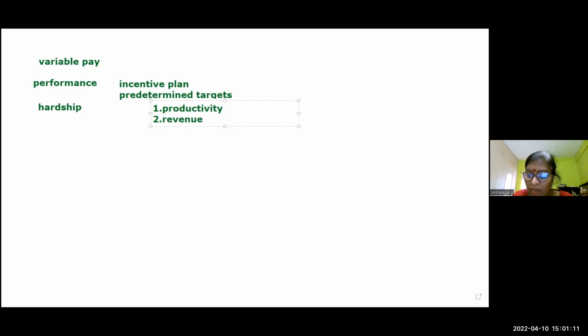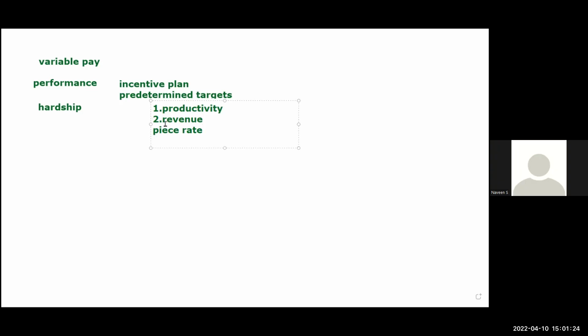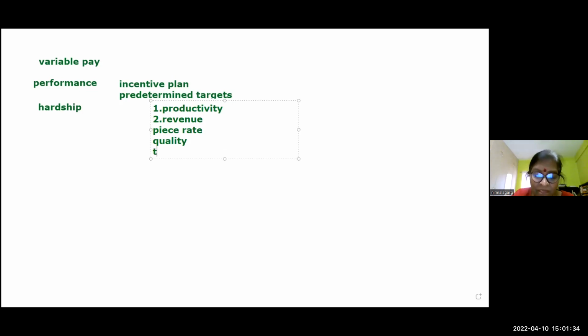Revenue. Okay. For people on the production floor, it could be pieces. How many pieces will you make? Quality too. It's not that you make 500 units and then quality is only 20% or 30%, right? Also time. Within a certain time frame also. Correct. Time also will be there, right? Okay. So depending on the nature of the role, you will have predetermined targets.